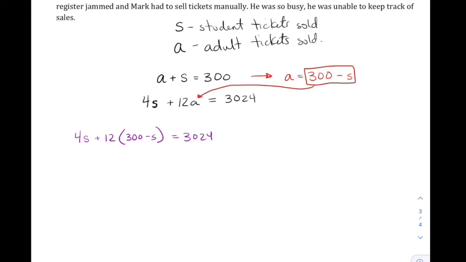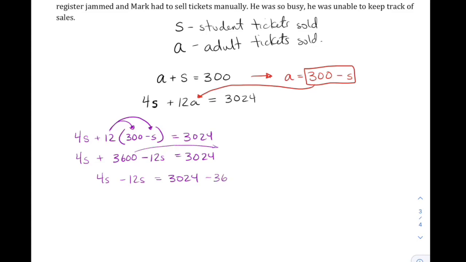So when I multiply through, I'm going to get 4S plus, now 12 times 300, we have to distribute it inside. We're going to get 3,600 minus 12S, because 12 also has to go to that negative S. And that's equal to 3024. We're going to get all our like terms together. So 4S will stay on the left side, minus 12S will stay on the left side. We already have 3,024 on the right side. And I'm going to move 3,600 over here, and I'm going to have to subtract it.